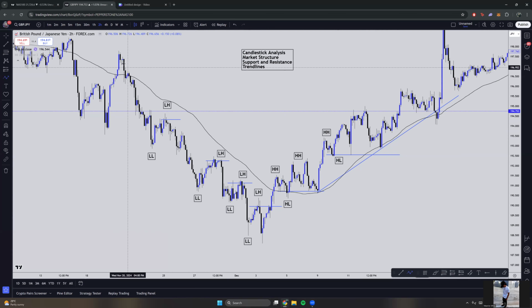Let me get this tool here to help you guys see. Hopefully it doesn't get too messy. Lower high, lower low, lower high, lower low, lower high. Price formed a lower low here, and it formed another lower high here. Now, what would you expect? You would expect price to form a new low, right?